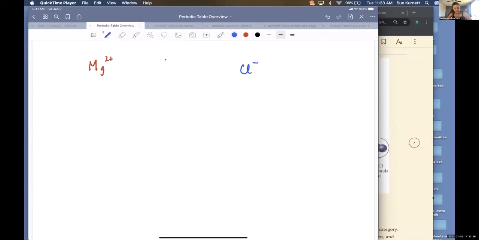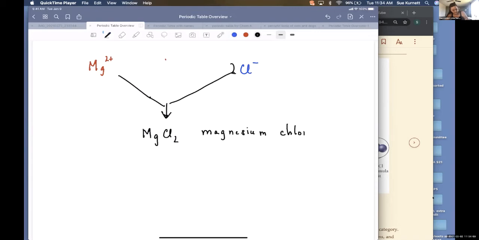So when I put these together to form a compound, compounds have no net charge. I need to have them in a ratio that adds to 0, which means I need 2 chlorides for every 1 magnesium. So magnesium ion and chloride, 2 of them, form magnesium chloride. We don't need to say that there's 1 magnesium and 2 chlorides, because people who have a periodic table can look and understand that.